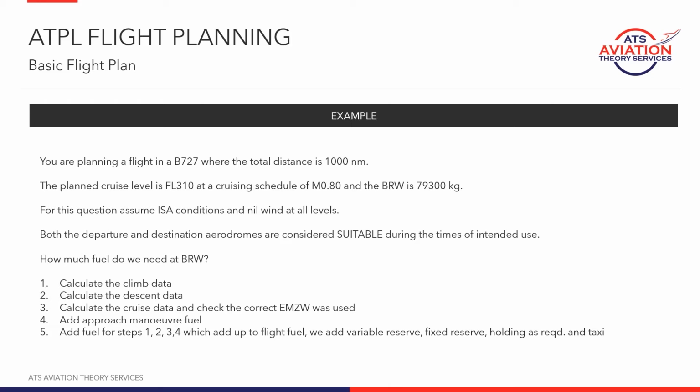So the first thing I'm going to do is ask myself the two questions. One being, what level are we going to fly at? In this one, it's pretty easy. The flight level has been given in the question. I'm going to be flying at flight level 310. Second question is, how do I want to break up the flight plan?